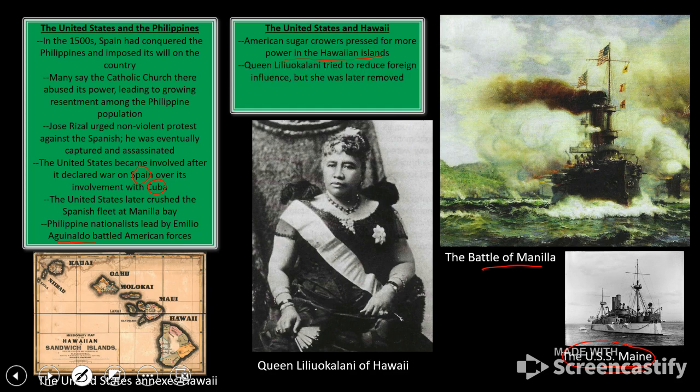Queen Liliuokalani, however, tried to reduce foreign influence, but she was later removed at the request of the U.S.-based growers in that area, and the Hawaiian Islands would be annexed and given to the United States in 1898, the same year that the Spanish-American War began. So the United States is expanding as an imperial power and joining those European countries.